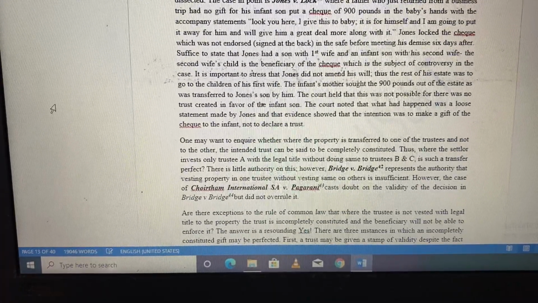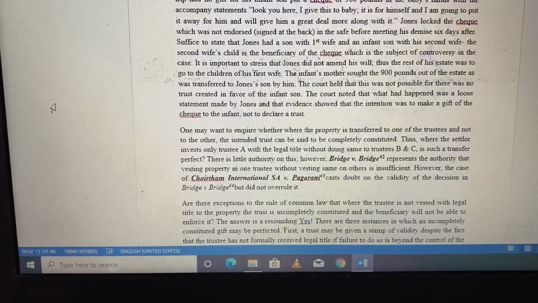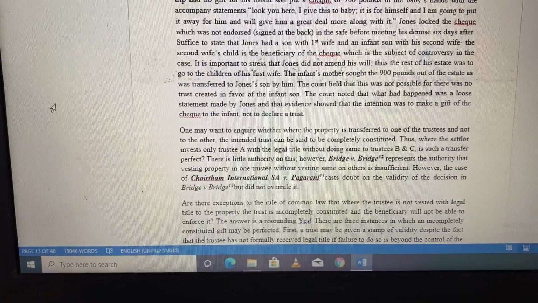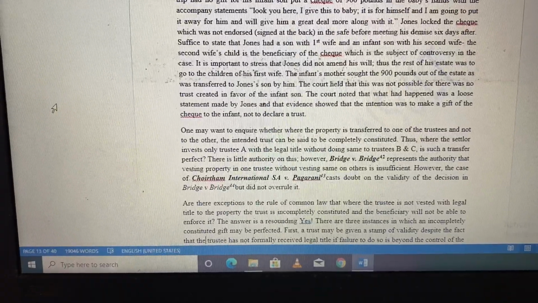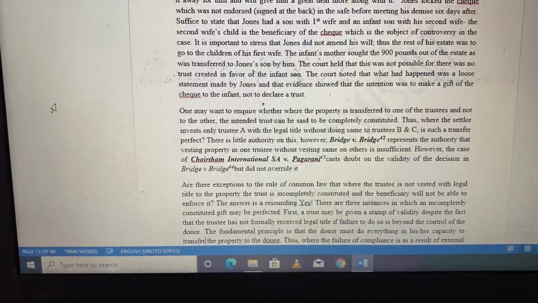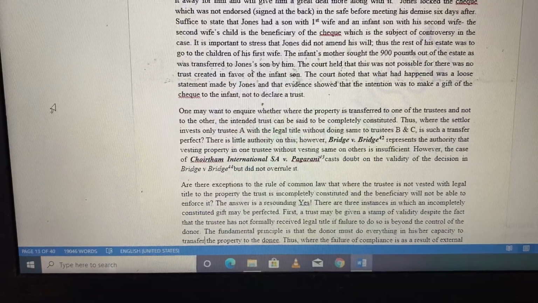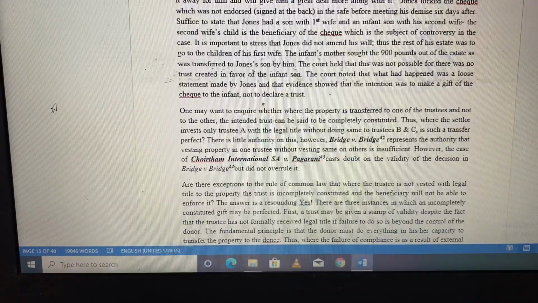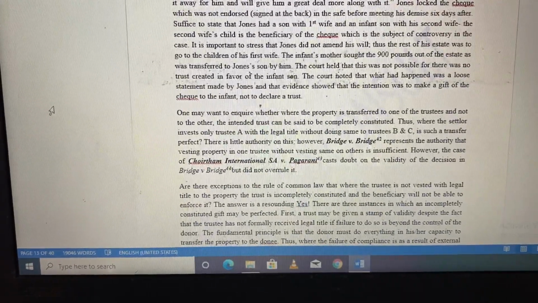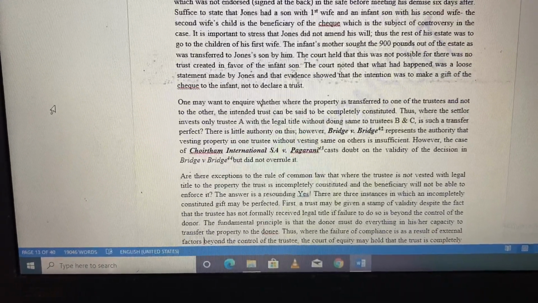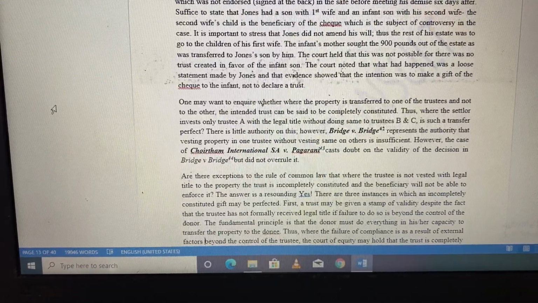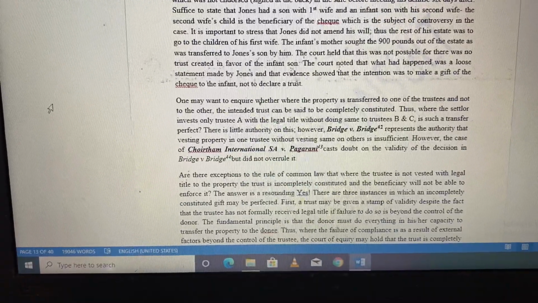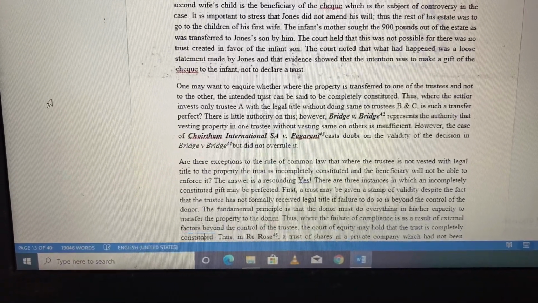Now, we've stated that when the trustee is not vested with legal title to the property, the trust is incompletely constituted, and then it automatically means the beneficiary will not be able to enforce it. Are there exceptions to this rule? Of course there are. There are 3 instances in which an incompletely constituted trust or gift may become perfected. First, a trust may be given a stamp of validity despite the fact that the trustee has not formally received legal title, if failure to do so is beyond the control of the donor.